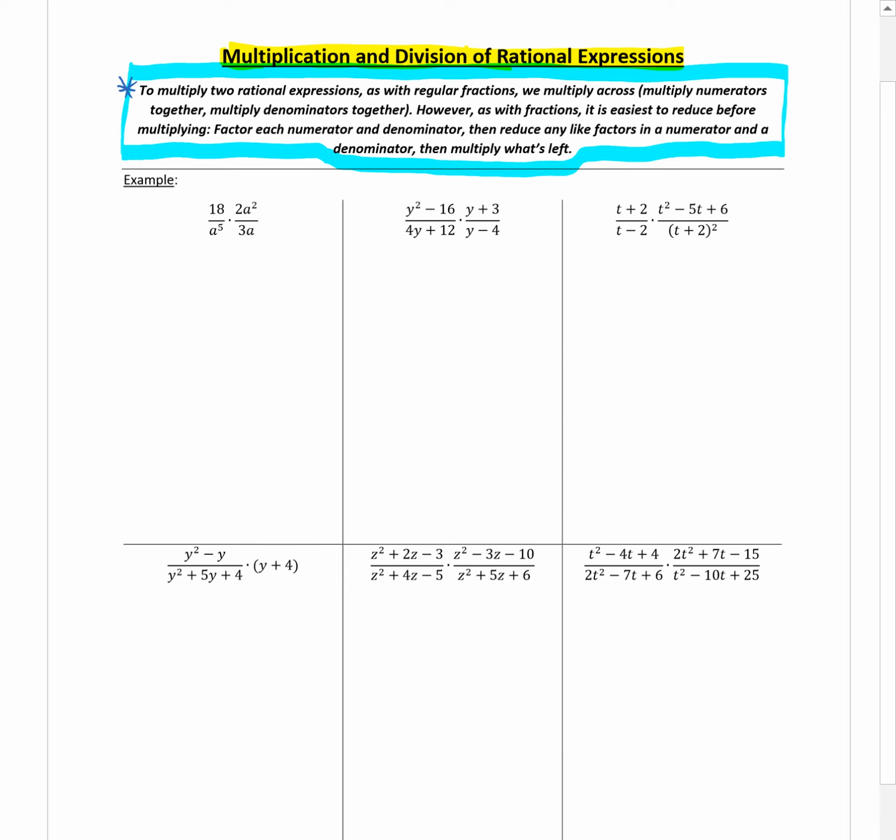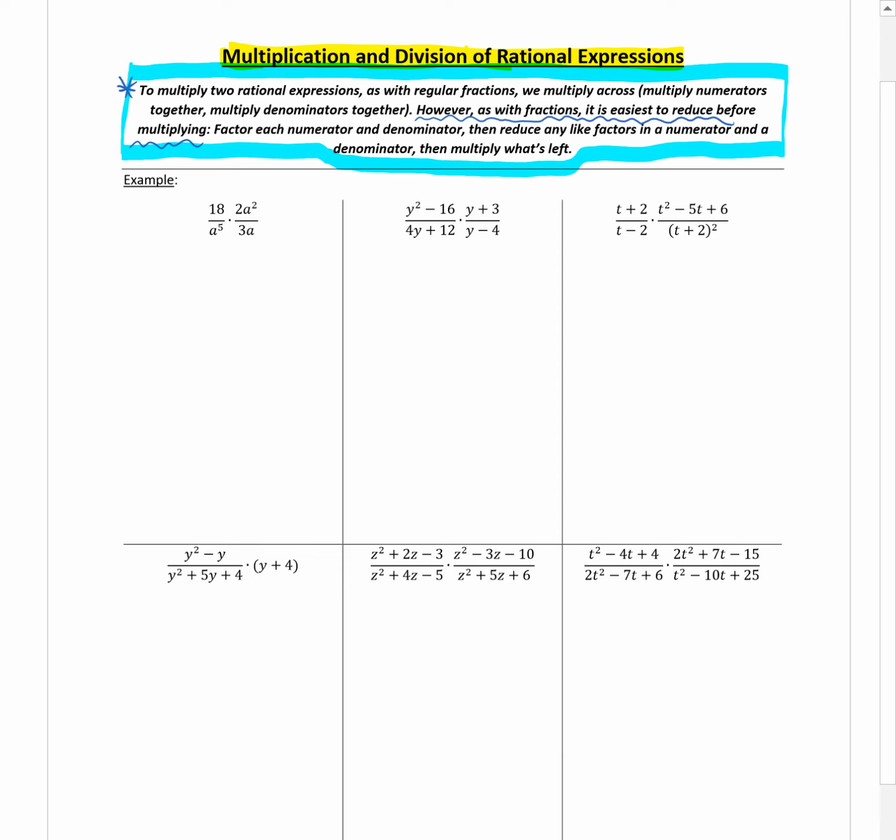To multiply two rational expressions, as with regular fractions, we multiply across. In other words, multiply numerators together, numerator times numerator, and then multiply denominators together, denominator times denominator. However, as with fractions, this is important, it is easiest to reduce before multiplying.